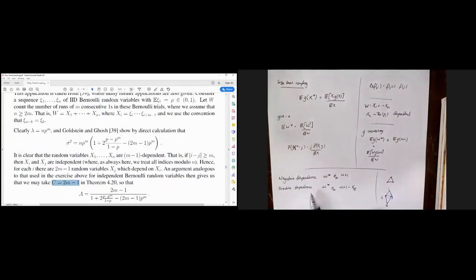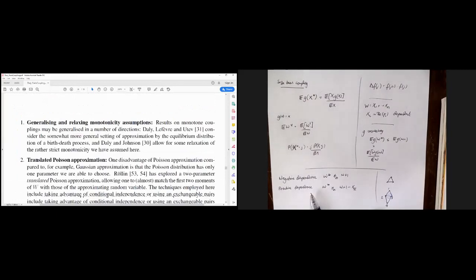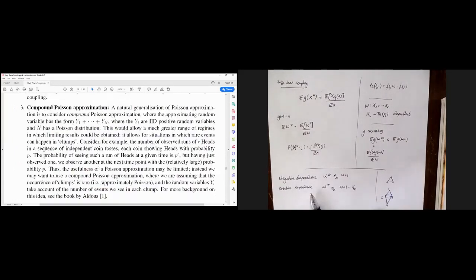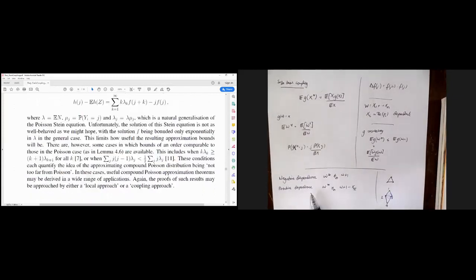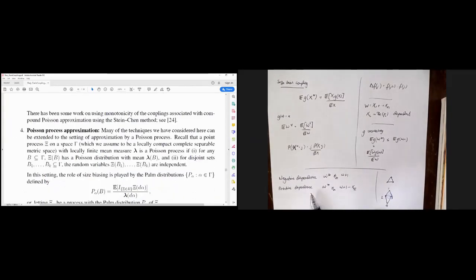All this Poisson stuff, we could generalize to compound Poisson approximation if we wanted to, where I'm thinking about a Poisson number of clumps of events. There are some comments there about that. And I could also generalize everything to Poisson process approximations, which I'm not going to do. And now the role of size biasing is played essentially by Palm distributions. So for those of you who are familiar with those, that's what they're doing in this setting.